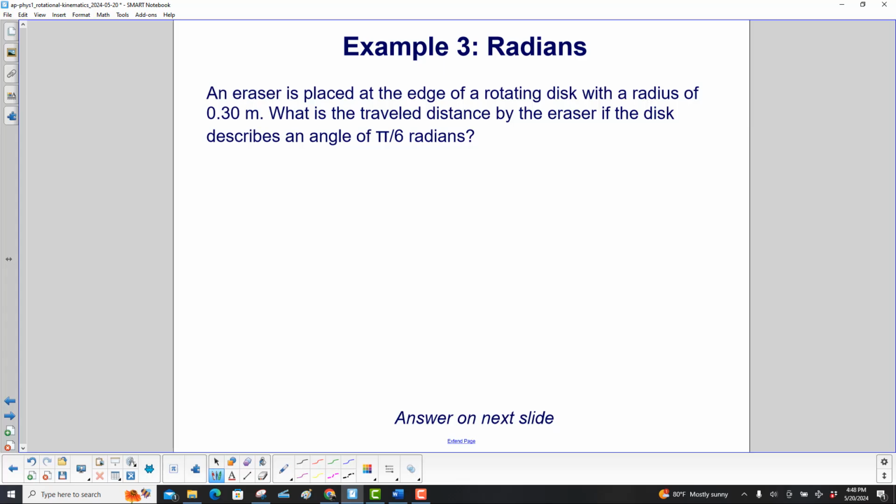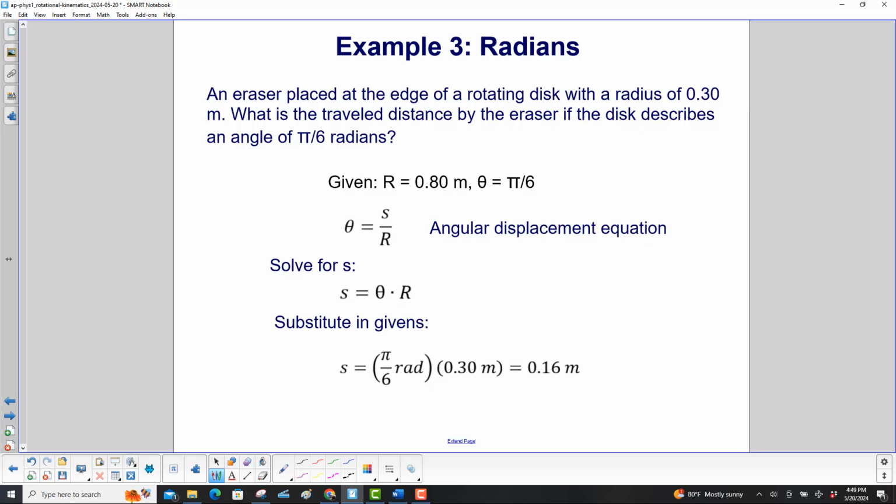An eraser is placed at the edge of a rotating disc with a radius of 0.30 meters. What is the travel distance by the eraser if the disc describes, or subtends, an angle of pi over 6 radians? The radius is 0.80 meters. Theta is pi over 6 radians. We use our equation. We solve it for S by multiplying both sides by r, substitute in the givens, and we get S, the arc length, is 0.16 meters.